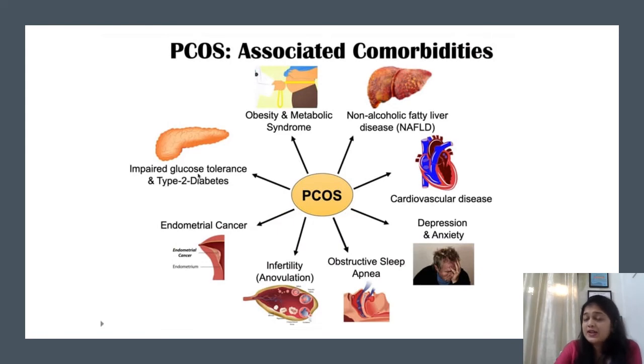So, as we can see, because of the hormonal imbalance, we can correlate it with the morbidities and the complications that can occur later. The first important complication that can occur because of the anovulation is infertility. The second thing is because of the increase in the insulin resistance, the patient develops impaired glucose tolerance and type 2 diabetes, obesity and metabolic syndrome, even NASH, non-alcoholic fatty liver disease, cardiovascular disease, anxiety and depression, obstructive sleep apnea.